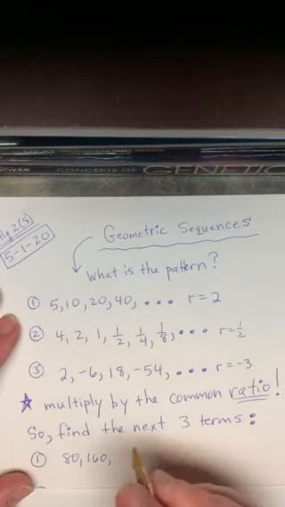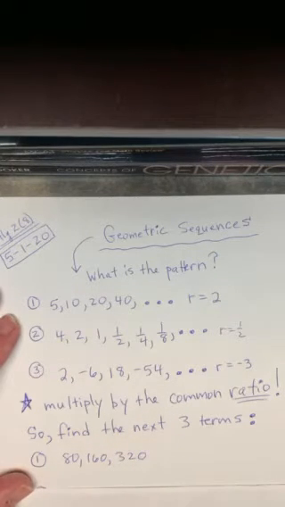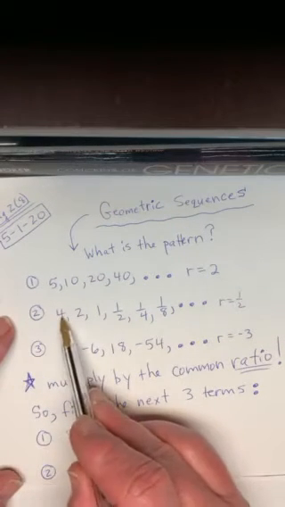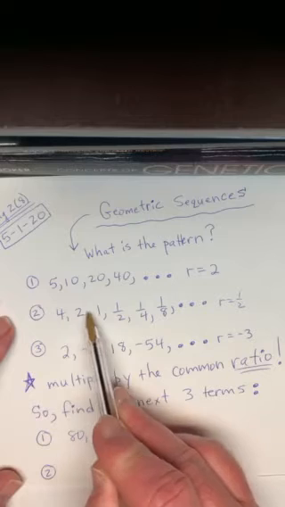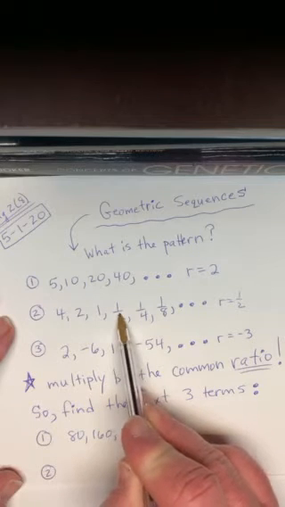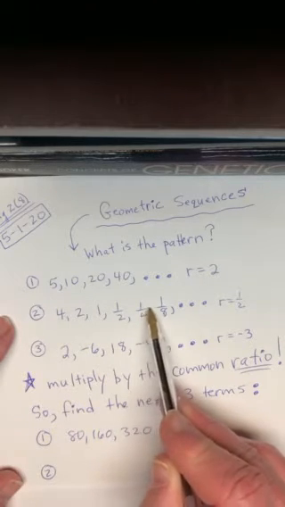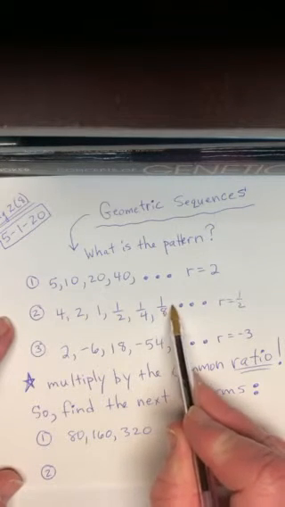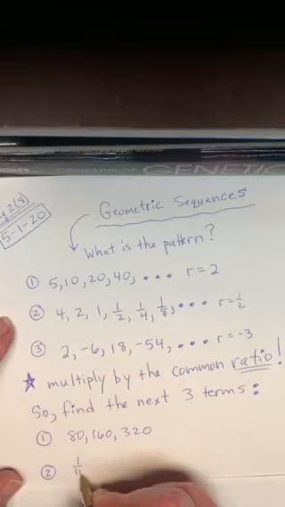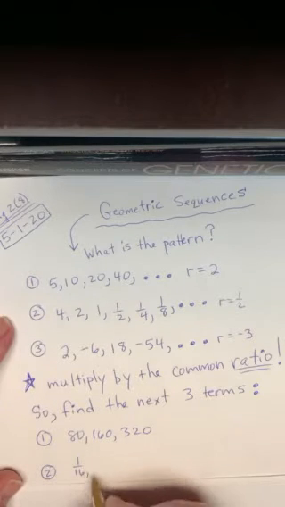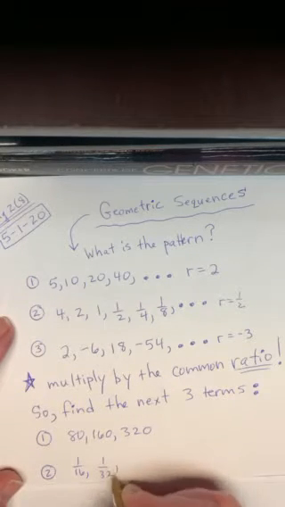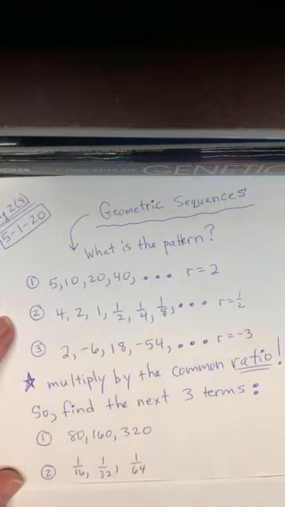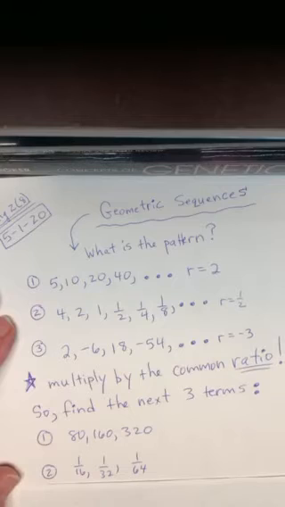160 times 2? 320. Piece of cake. Number 2, ooh, careful. What was the pattern on number 2? We were multiplying times a half, weren't we? So pick up at the end where they left off and find the next 3 numbers. What's 1/8 times 1/2? 1/16. Times 1/2 would be 1/32. Times 1/2, 1/64. Okay, so take your time and use simple math.